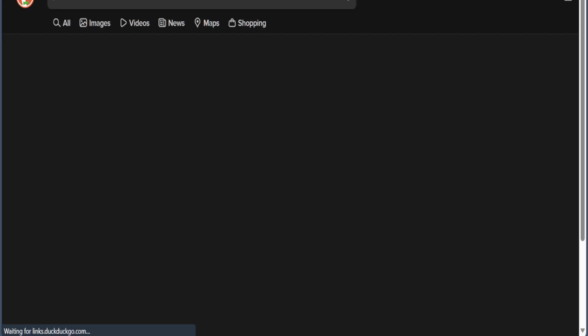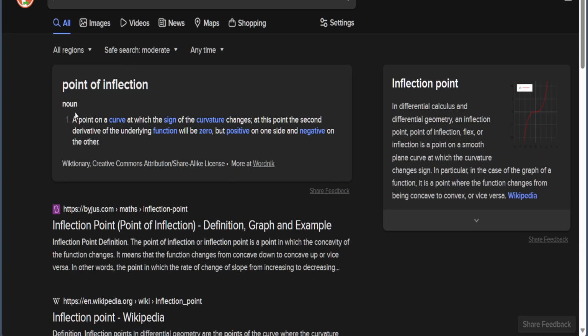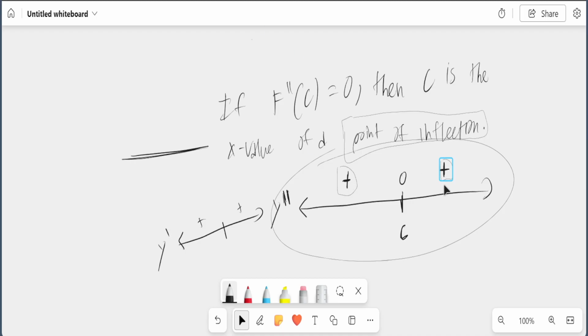So double prime is when the concavity changes, right? Yes. At this point, the second derivative of the underlying function will be 0, but positive on one side and negative on the other. So it has to be positive to negative or negative to positive. It can't be positive to positive. So that isn't a point of inflection.